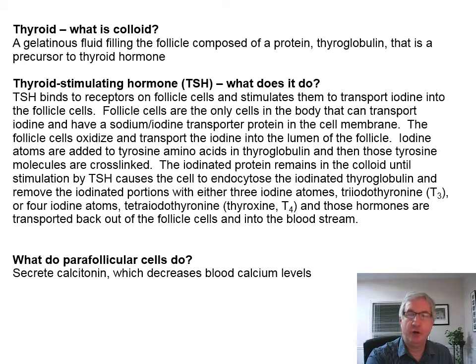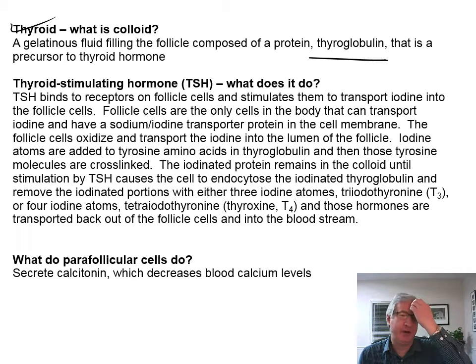Okay, so we talked about what colloid was. It's in the thyroid, the gelatinous fluid filling the follicle, composed of this thyroglobulin protein. It's used as a precursor to thyroid hormone. Thyroid stimulating hormone. Well, what's the big deal about it?